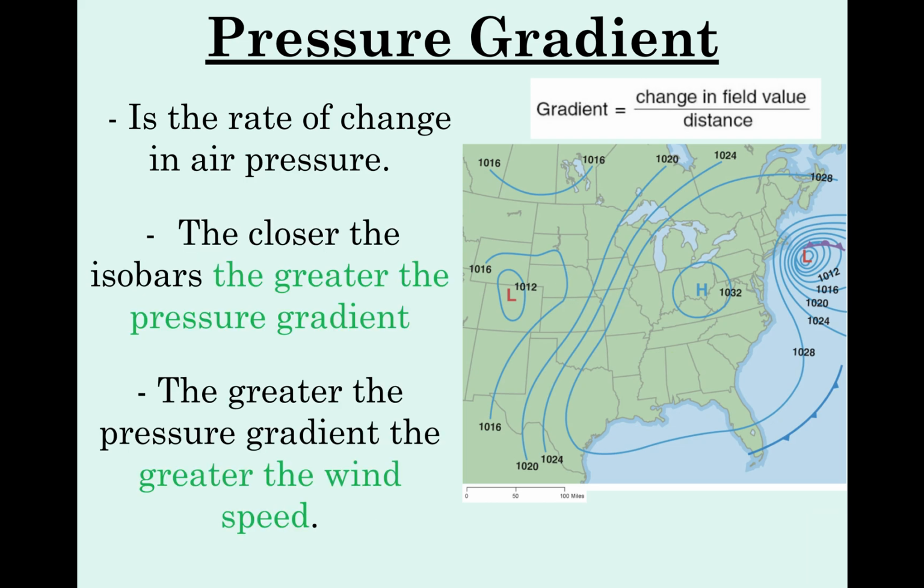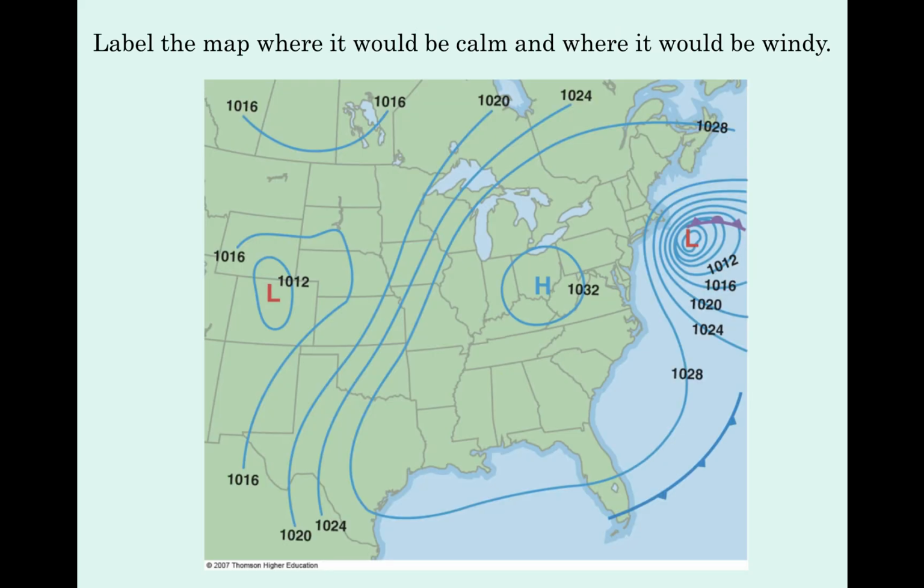What we find is that the closer the isobars, the closer those lines are together, the greater the pressure gradient. That's because we have changes in numbers over a smaller distance. And we know that the greater the pressure gradient, the greater the wind speed. So now, knowing that, I want you to look at this map and label where it would be calm and where it would be windy.